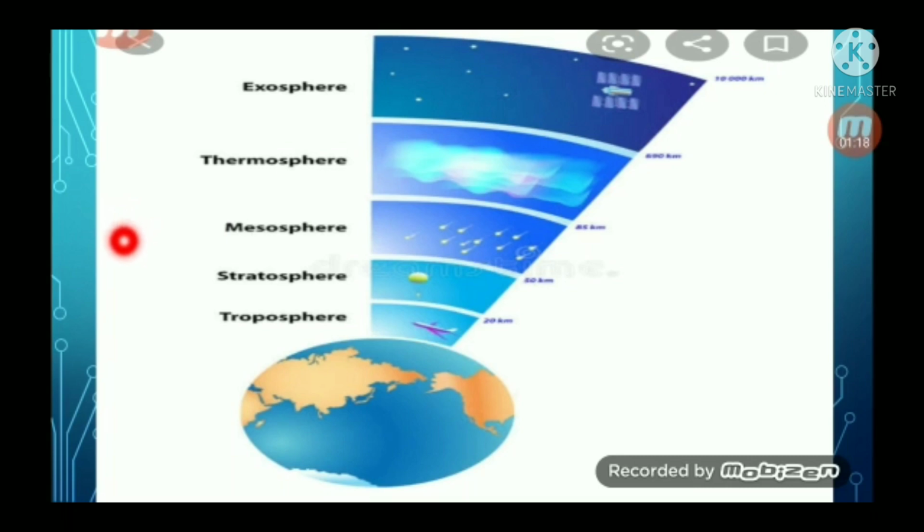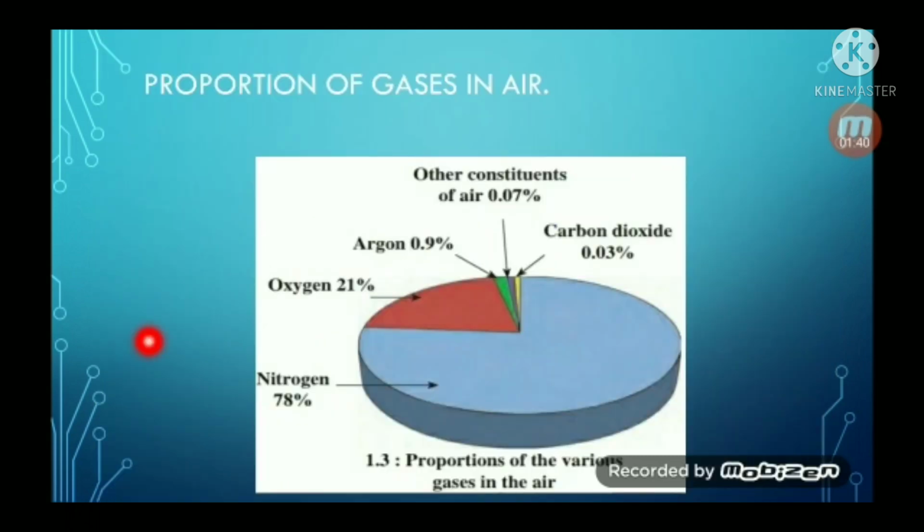Air is a mixture of gases. We breathe... Tell me children, which gas we use for respiration? Good. I know many children gave the right answer. Oxygen. Oxygen gas we use for breathing. Oxygen is present in air, but we can't see it. Air is a mixture of various gases. Air contains nitrogen, oxygen, carbon dioxide, inert gases, nitrogen dioxide, sulfur dioxide, water vapor, and dust particles.